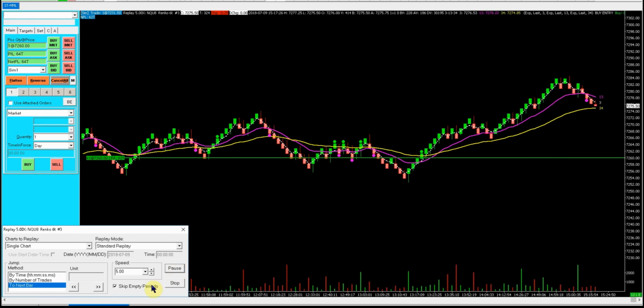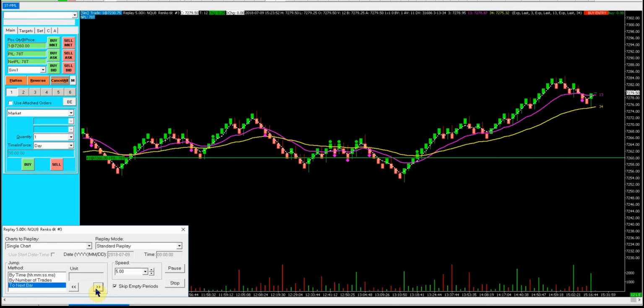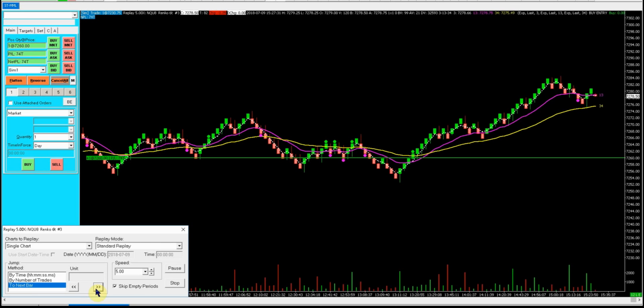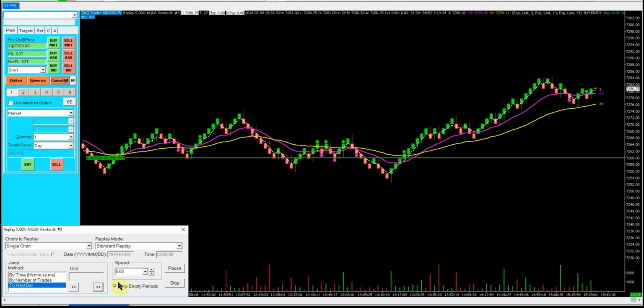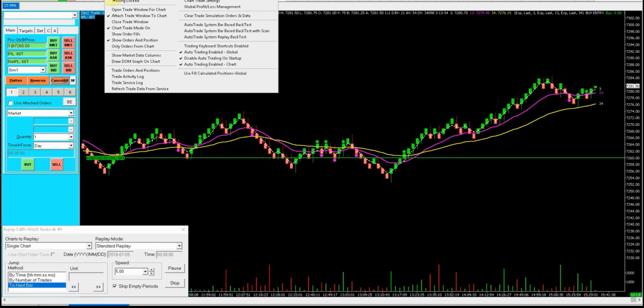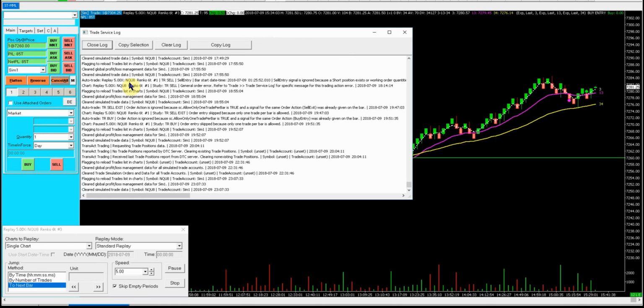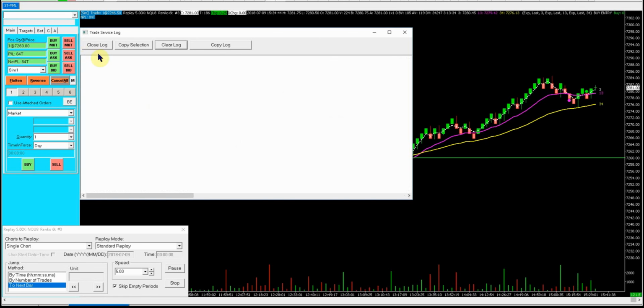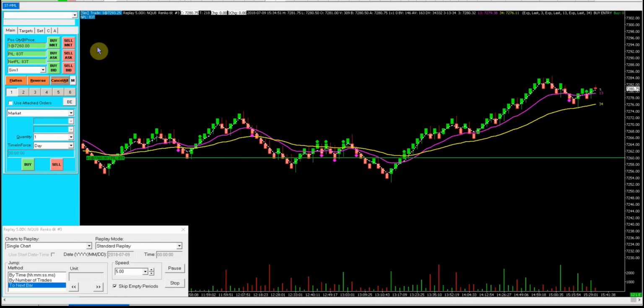So we had a 3/13 crossover, but I'm not exactly sure why it didn't get me out at that point. Anyway, you get the idea. That triggered it, but it didn't trigger it. So I will look in my trade service log and see if I can find out why. Okay, it's not telling me. Anyway, I'm going to pause this and maybe I can figure out what's going on.